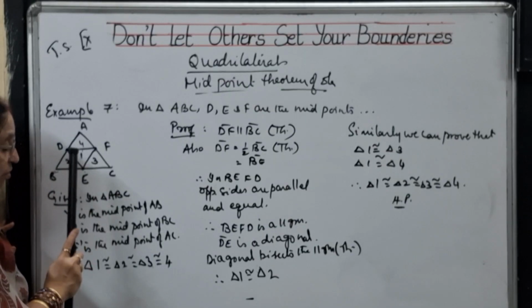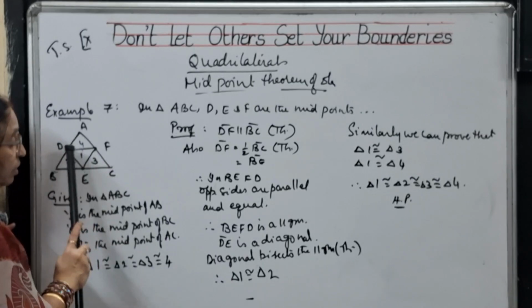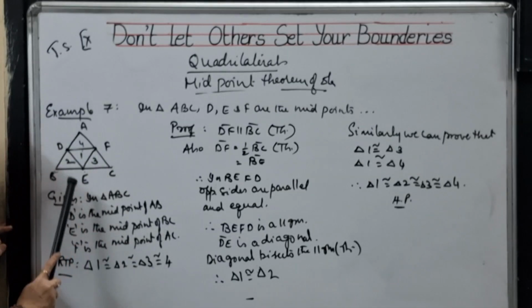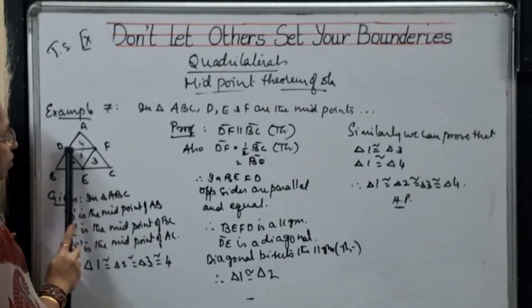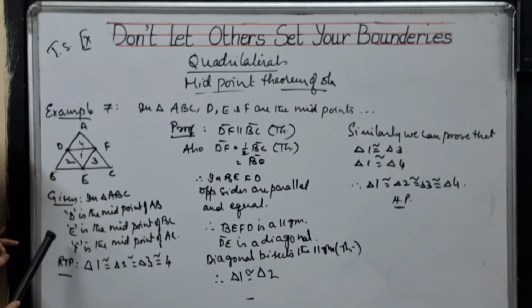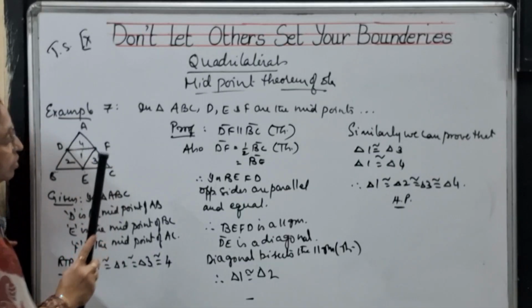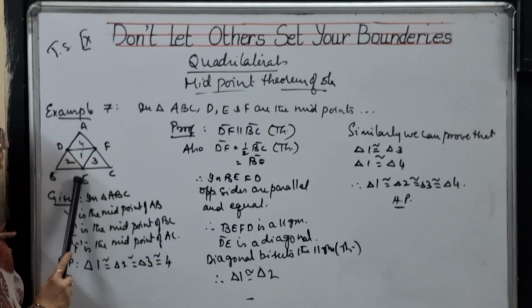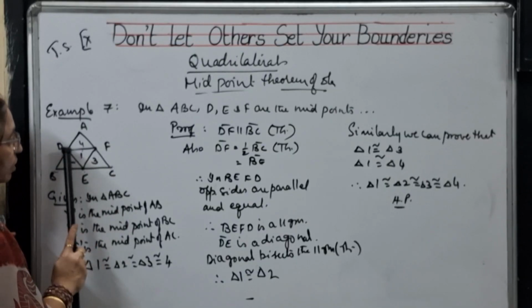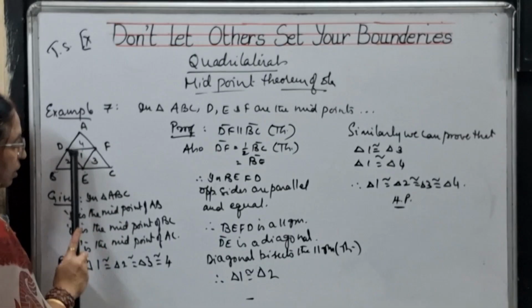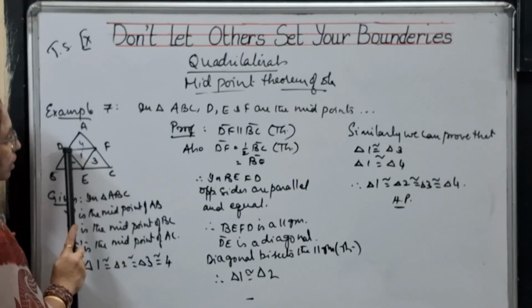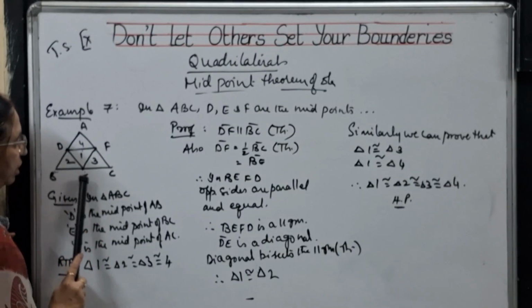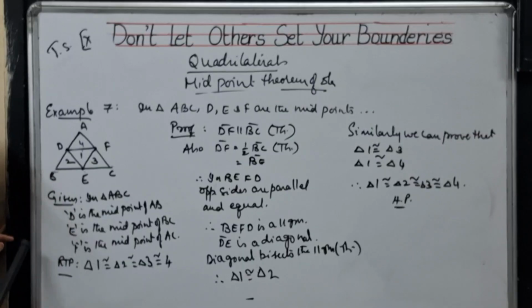And DF is, by the theorem which we have learned, when a line is drawn through midpoints of two sides of a triangle, it is parallel to the third side. Just now I have taught. And also it is half of the third side. So BE is half of BC. So DF is equal to BE. DF is parallel to BE. DF is equal to BE. So BEFD is a parallelogram.